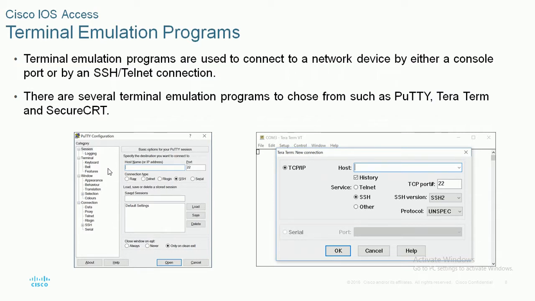Terminal emulation programs are used to connect to a network device by either a console port, SSH or telnet connection. There are several terminal emulation programs to choose from, such as Putty, Teraterm, and Secure CRT. Likewise, Teraterm and Secure CRT are also used to configure the intermediate devices. So this is the Teraterm window and this is the Putty configuration window.